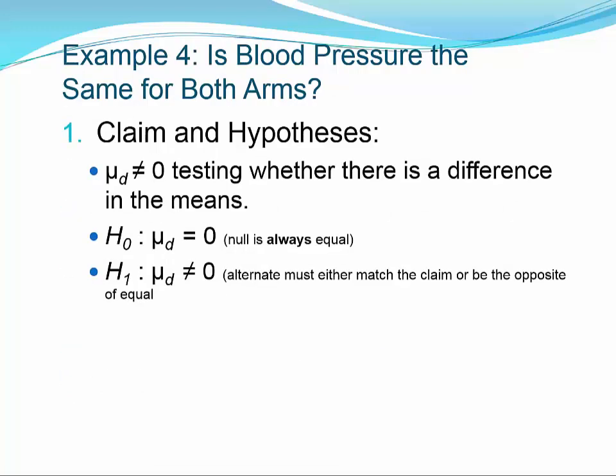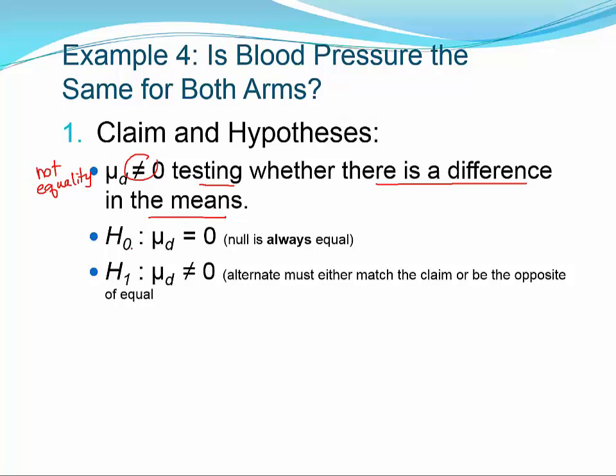So for the claim, we say that the mean of the differences is not equal to 0 because we're testing whether there is a difference in the means. So this right here is actually not equality. So when we word our final conclusion and that first question says, does the original claim contain equality, we would say no because it's a not equals.